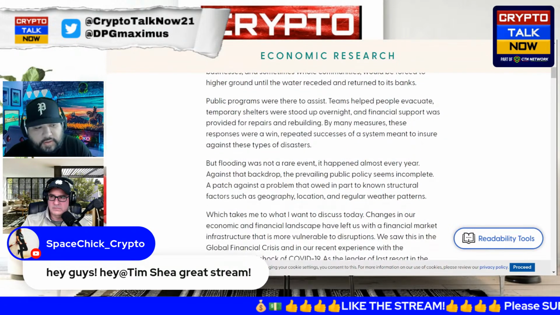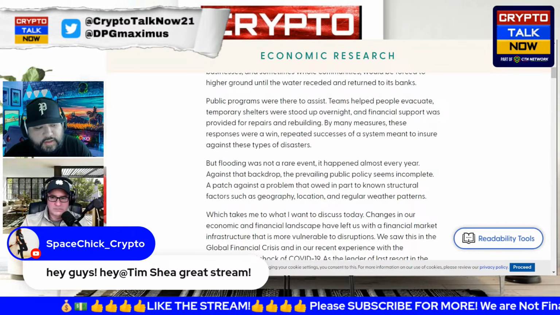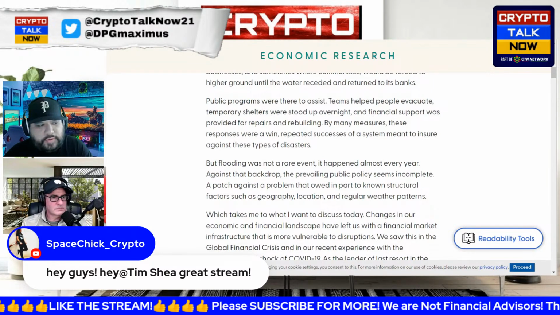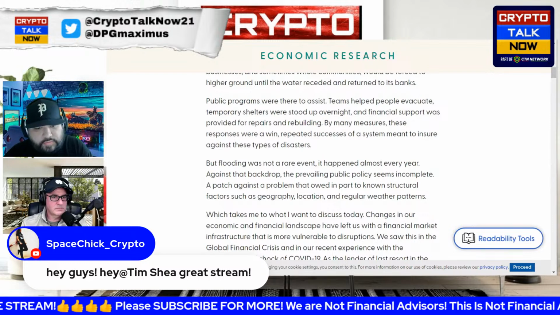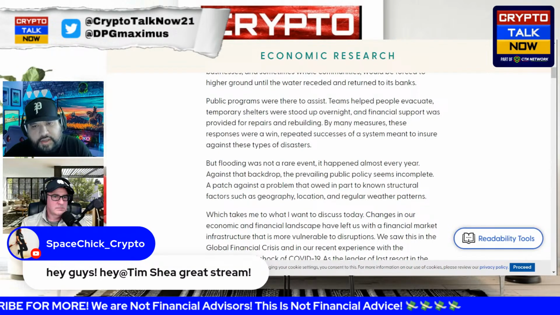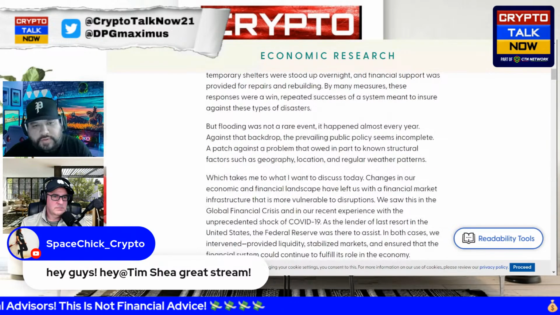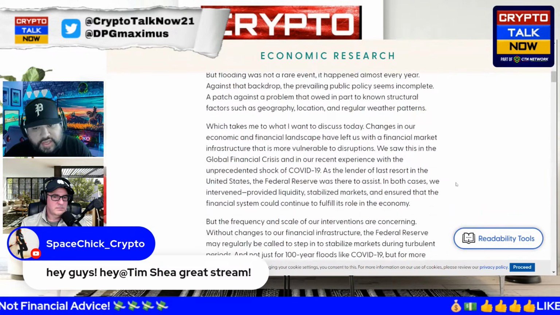And that's the key thing. And a lot of people are like, well, at the end of the day, you've got to go back to your bank and get a loan or pull your money out. What do you do? So it says public programs were there to assist. Teams help people evacuate. Temporary shelters were stood up overnight. There's all sorts of things in regards to disaster.